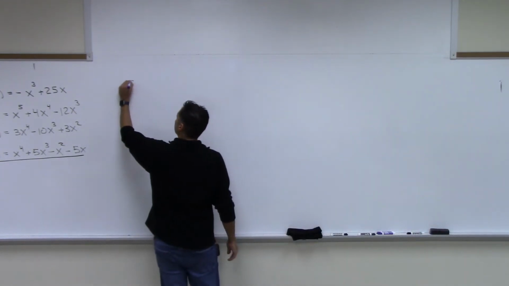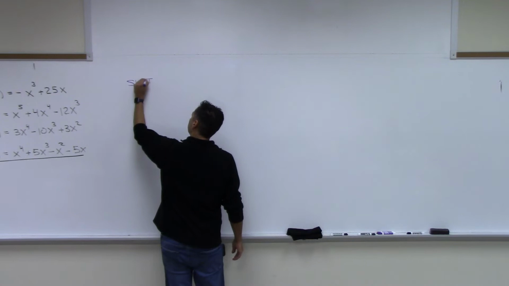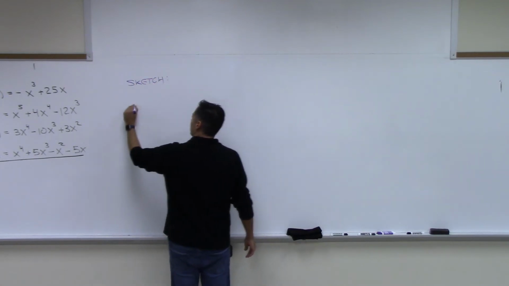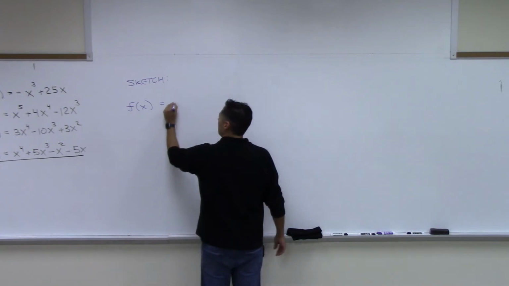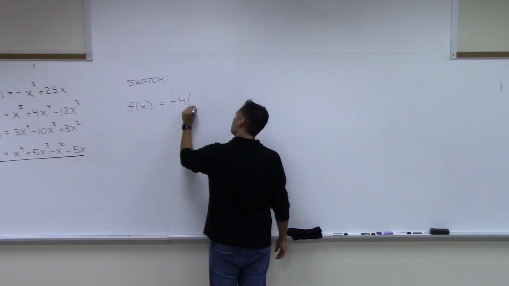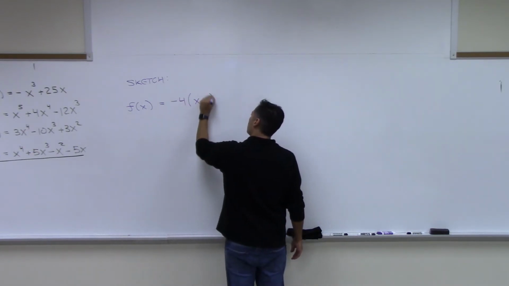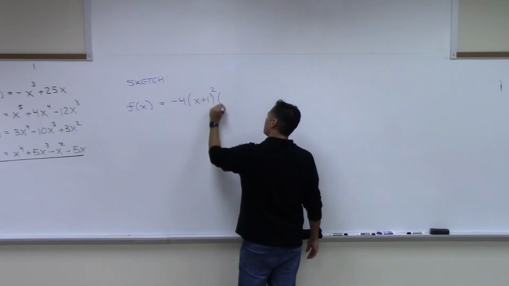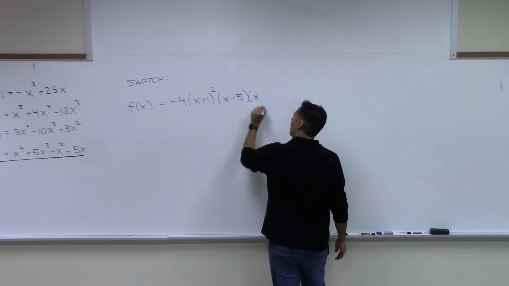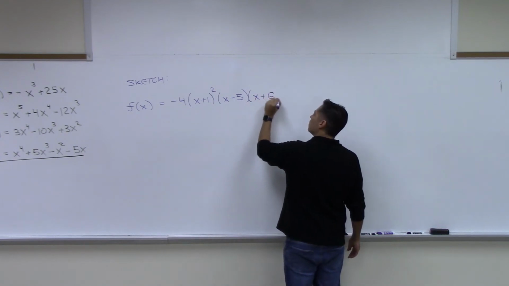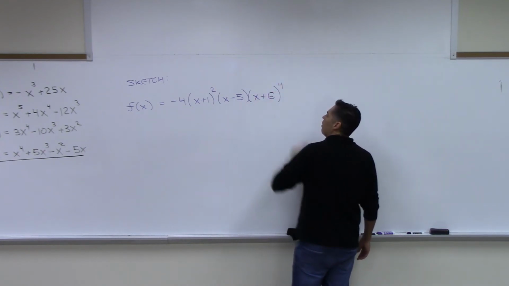So what if I asked you to sketch this function, f of x equals -4 times (x plus 1) squared, times (x minus 5), times (x plus 6) to the 4th power.